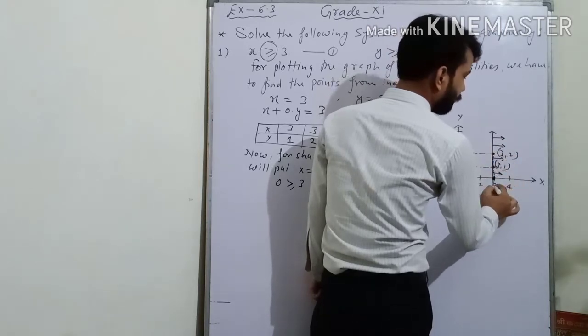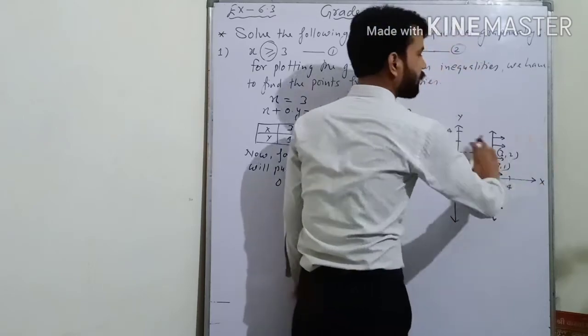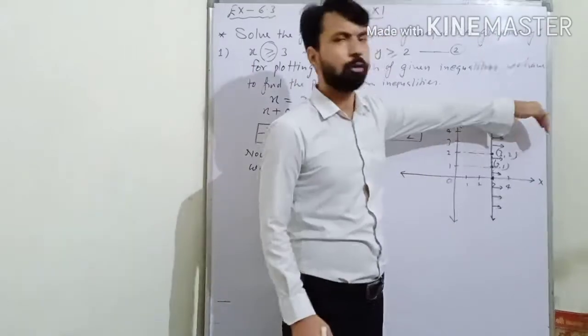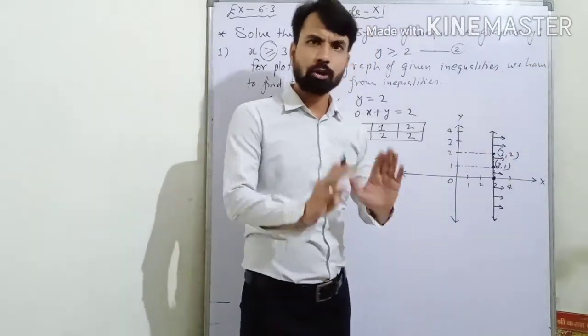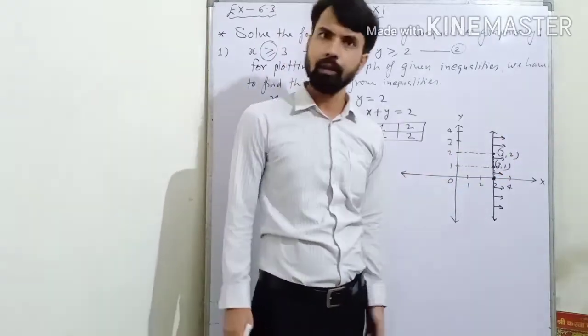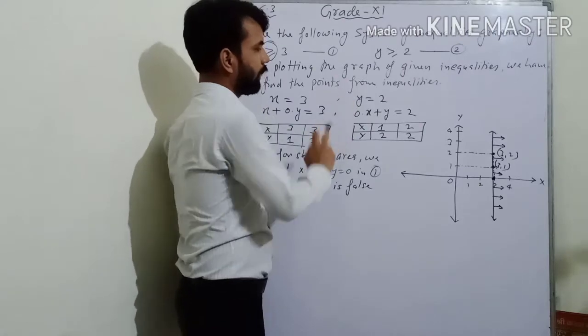This means we have to shade the region from this side. We have to put small arrows towards the shaded portion. Clear? We will not shade. We will not shade this yet, we will only put arrows. Clear? Now we will have to draw the graph for this inequality.